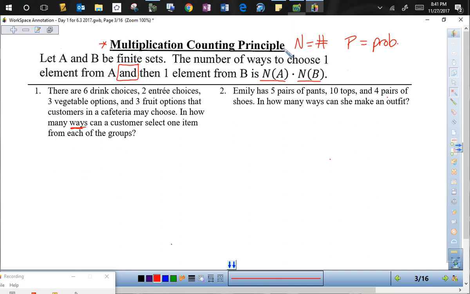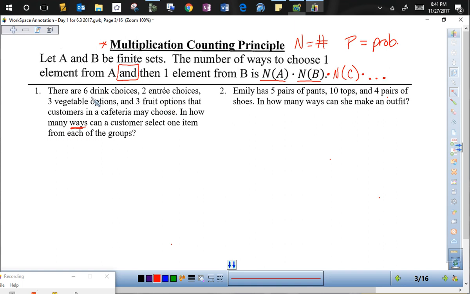In our principle up here, we had 2 specific sets, A and B, but this actually applies to any number of sets, as long as we're just choosing one item from each. So this can be continued. If we had a third group, we could say times the number of options for group C, and so on, continued forever. Here we're looking at 4 different options: drinks, entrees, vegetables, and fruit. So we want to know the number of choices for each of those different sets.